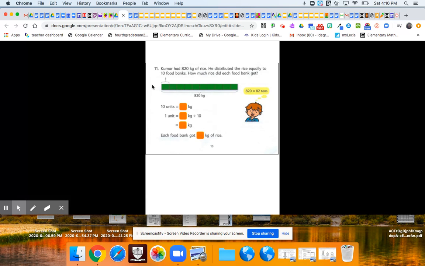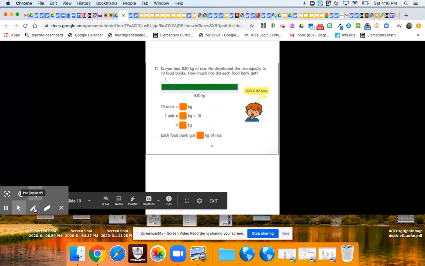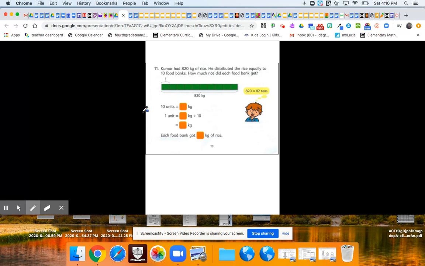Kumar had 820 kilograms of rice. He distributed the rice equally to 10 food banks. How much rice did each food bank get? All right, so we know someone has a total amount of rice. He's going to equally share the rice with 10 food banks. But what we're looking for is how much did each food bank get?